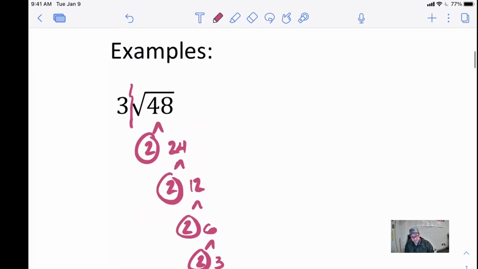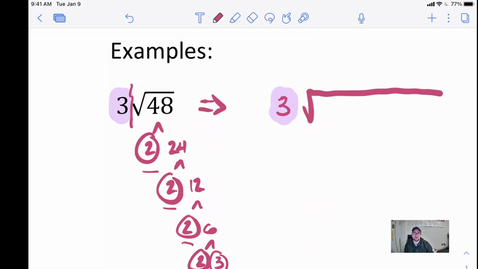Now, once we get here, what we do is we take these circled numbers, I call them our code, and we just rewrite them. So I'm going to have that 3. Now, hold on. This is where that 3 comes back. That 3 is on the outside, so I'm going to keep that on the outside when I rewrite my code. And remember, the place we rewrite our code is inside of the square root. So I have a 2, a 2, a 2, a 2, and a 3, so I'm going to write 2, 2, 2, 2, 3.